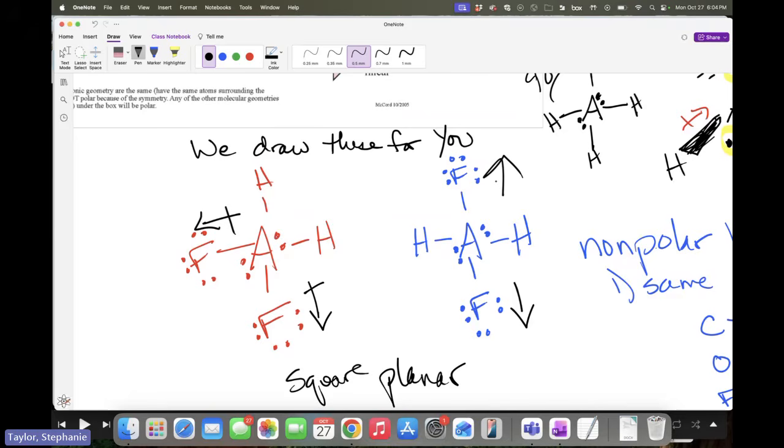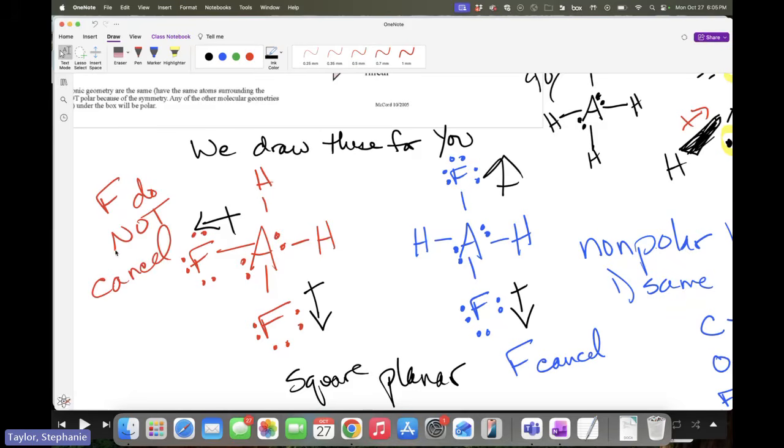The thing is that in the blue version, my fluorines cancel. So in the blue version, the fluorines cancel. They're 180 degrees from each other. They're pulling in exactly opposite directions. Those fluorines cancel. In the red version on the left, the fluorines do not cancel. They're basically on one side of the molecule, and so part of the molecule is actually polar. So the red one is polar, the blue one is non-polar.